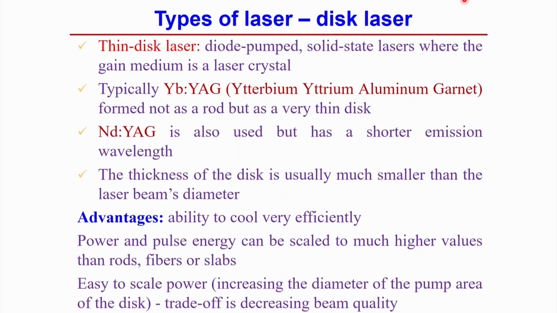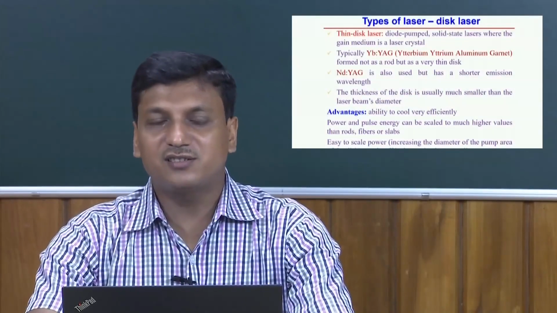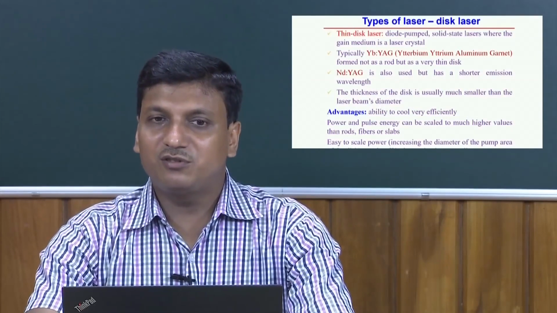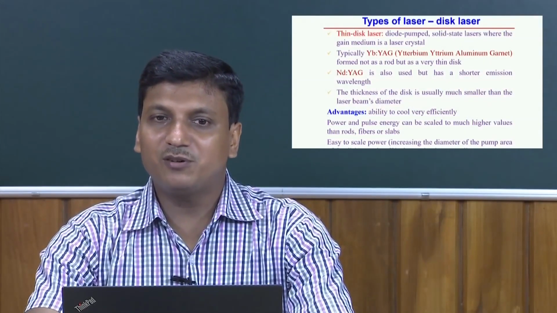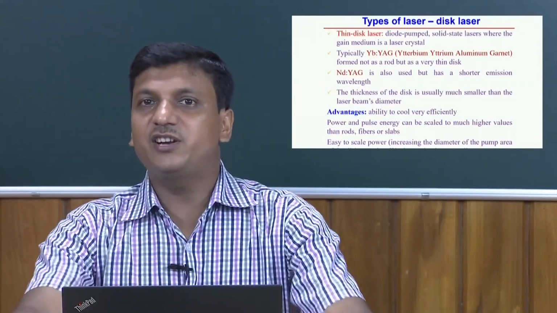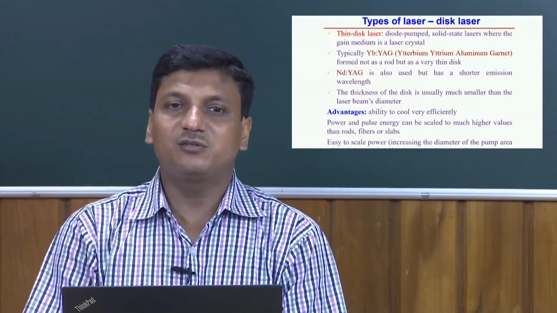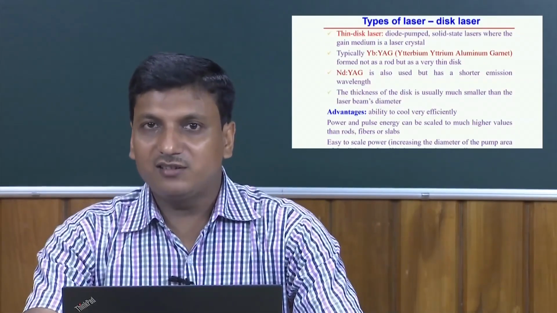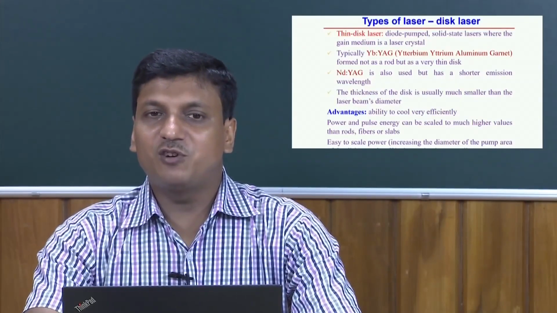So, this is the typical advantage of the disc laser, and of course, it is easy to scale power by simply increasing the diameter of the pump area of the disc. But there is a trade off: if you try to scale up the power, there is a decrease in beam quality. So, that kind of trade off is required between increasing the pump area and decreasing the beam quality.